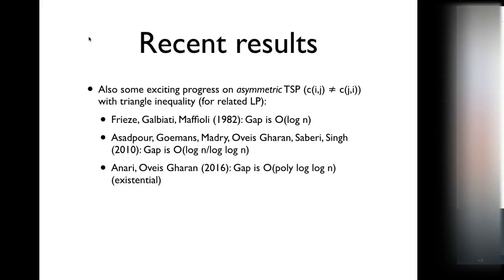Oveis Gharan and his student, Anari, showed existentially that the gap was going to be a polynomial in log log n. And then just this past fall, Olver, Svensson, his student, Jakub Tarnawski and László Végh, showed in fact that the gap is a constant. Now the constant is bad, about 5,500, and you can ask how large does n have to be in order for it to be better than that result. But it's progress. Now that we have a constant gap, hopefully we can start driving that constant down.